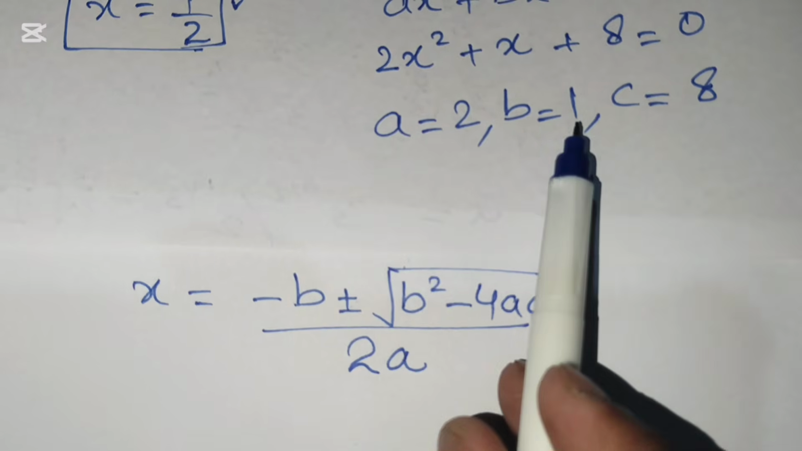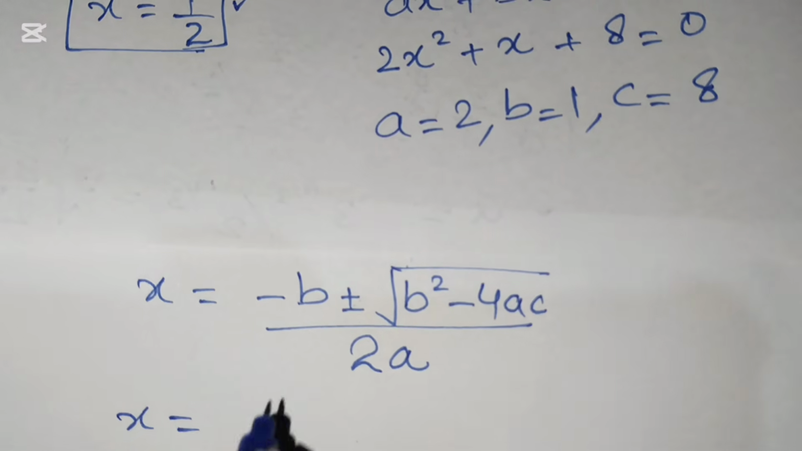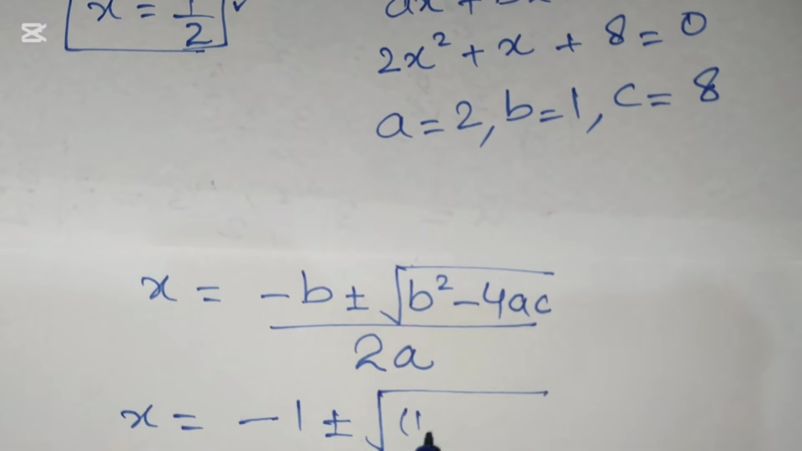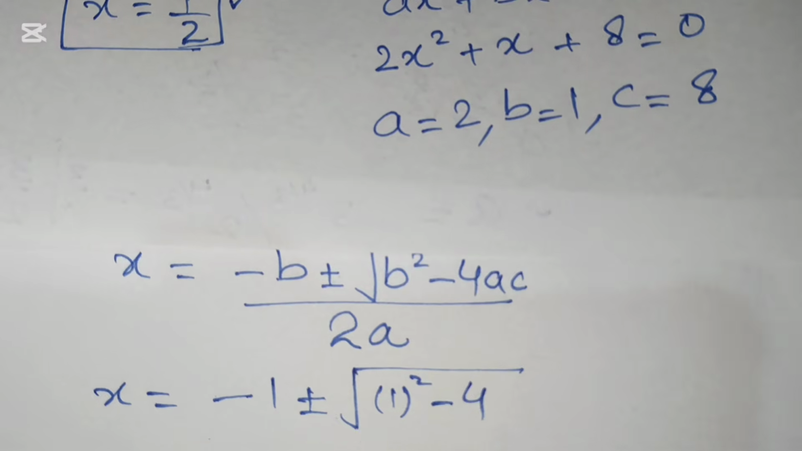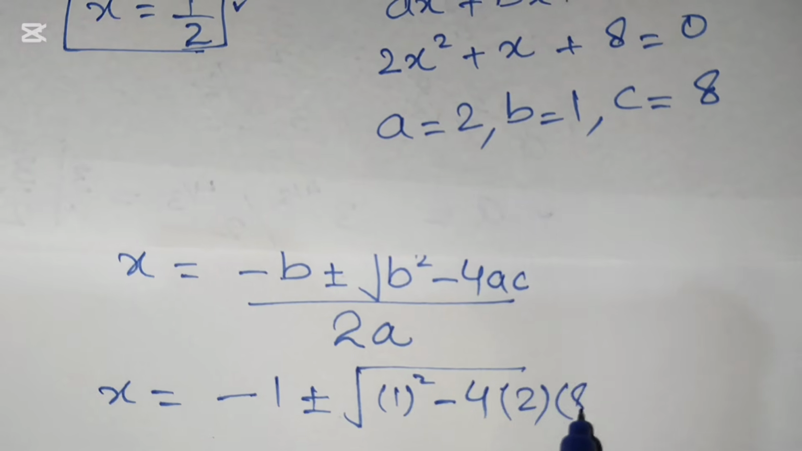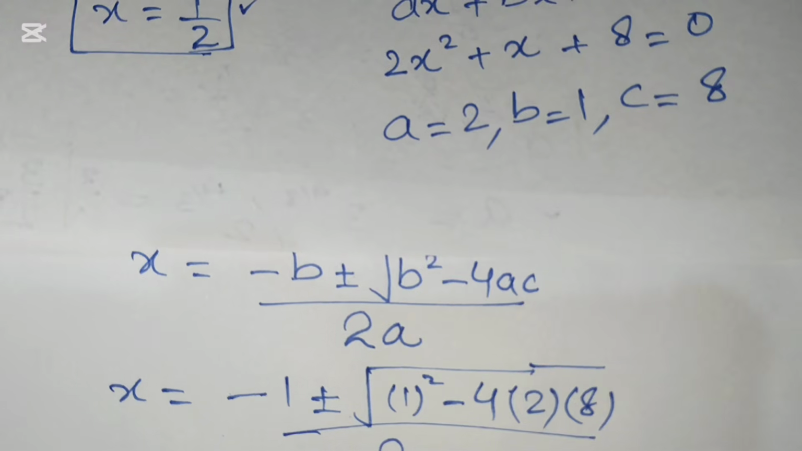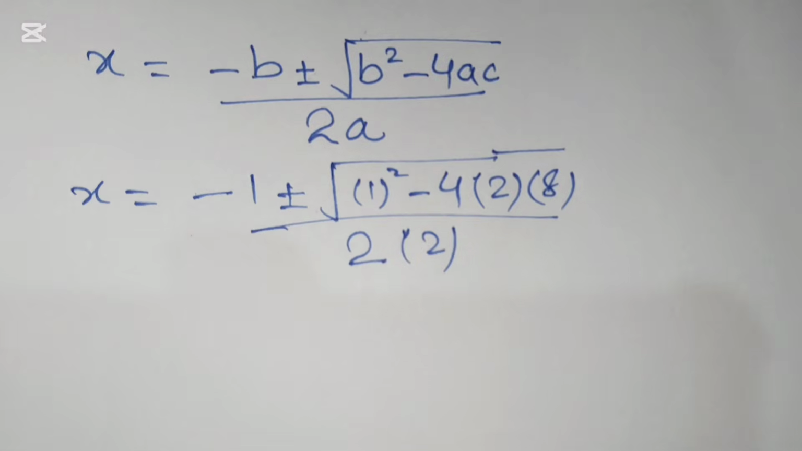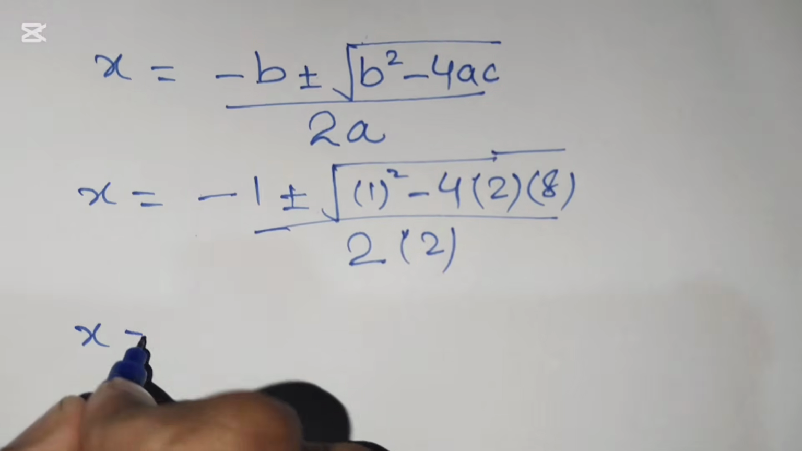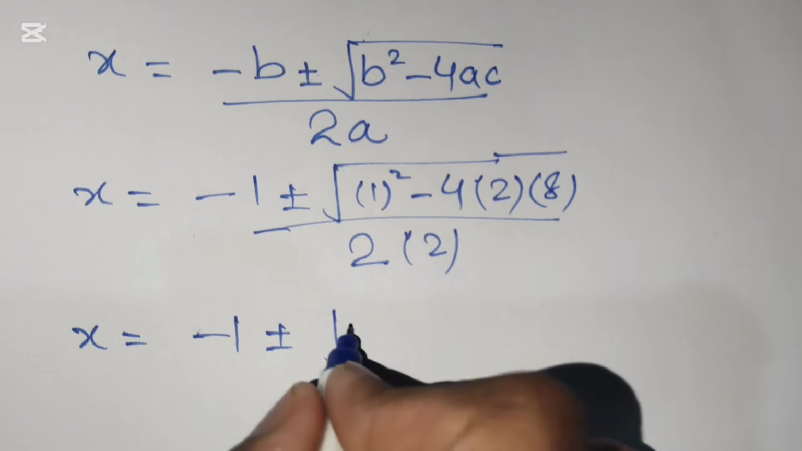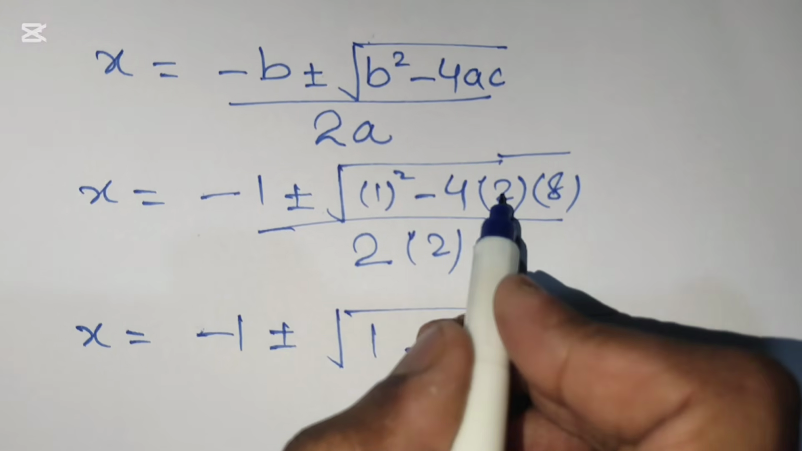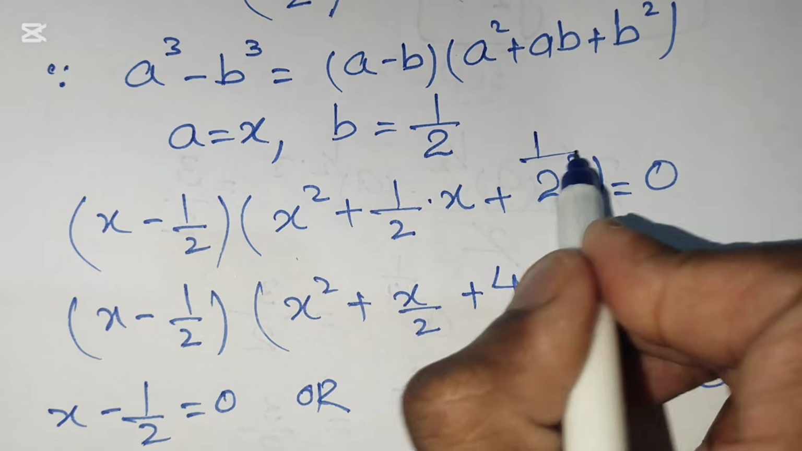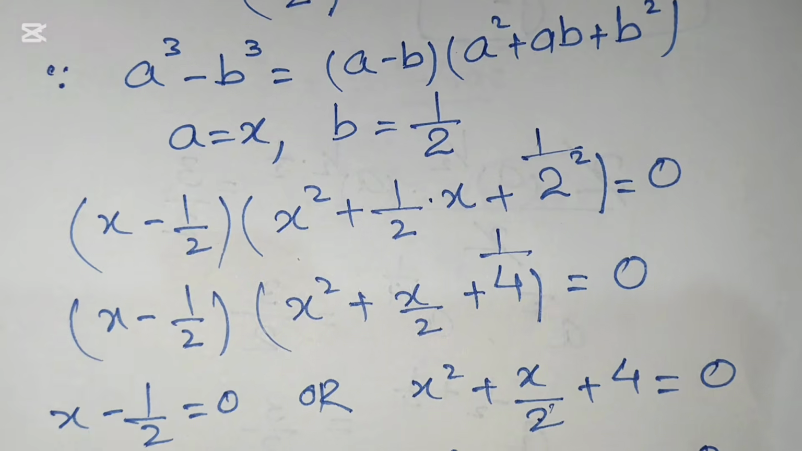We know the values of a, b and c. We will put these values in the formula. We get minus 1 plus minus square root of 1 square minus 4 into a is 2, c is 8, all over 2 into a is 2. x equals minus 1 plus minus square root of 1 minus 4 times 8. This is 1 over 2 square. This is 1 over 4.